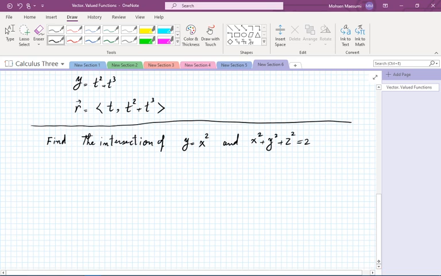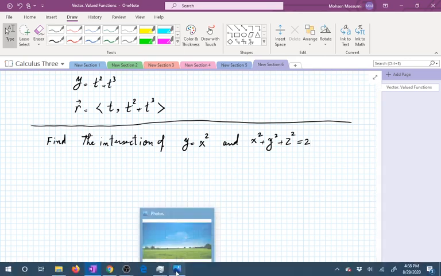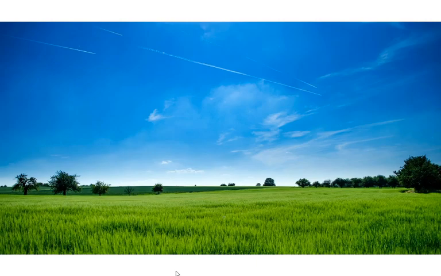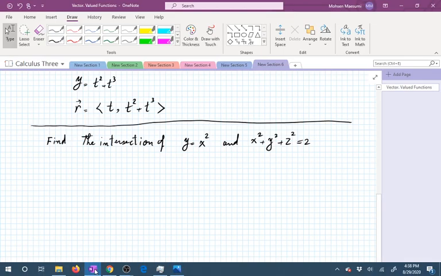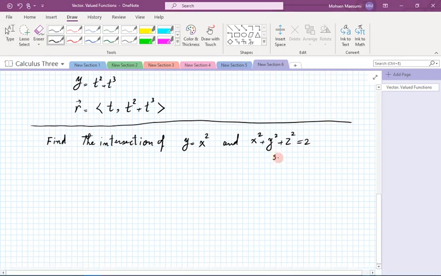Now I chose two simple surfaces. This one immediately reminds you of a very familiar surface. What surface is that? X squared plus y squared plus z squared equal to 2. Who's that? This is, of course, a sphere. How about this one? Y equal to x squared.